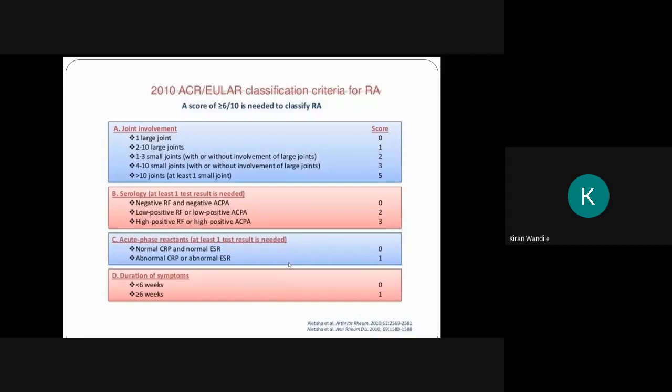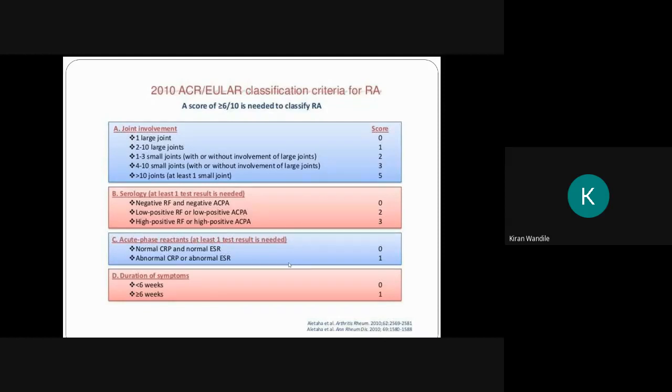Account in this criteria, that is joint involvement, serology, acute phase reactants, and duration of symptoms. So if one large joint is involved, the score is not given. For 2 to 10 large joints, the score is 1. For 1 to 3 small joints with or without involvement of large joints, 2. For 4 to 10 small joints with or without involvement of large joints, 3. And more than 10 joints, of which at least one should be a small joint, that is score 5.